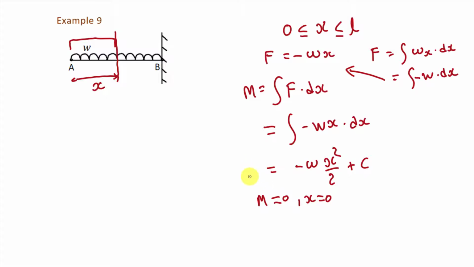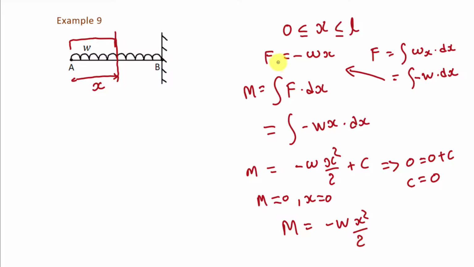So if we put the value of x equal to 0 here, then the value of bending moment will be 0. So finally it will be 0 = 0 + c. So the value of c will be equal to 0. So finally we will get bending moment M = -wx²/2.